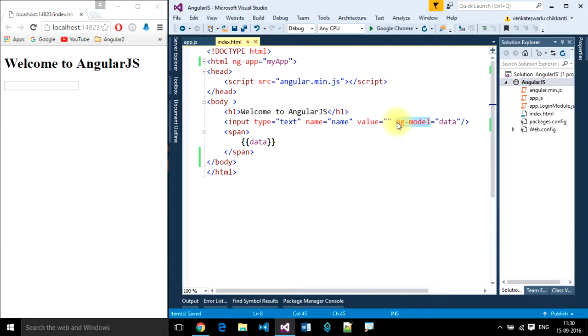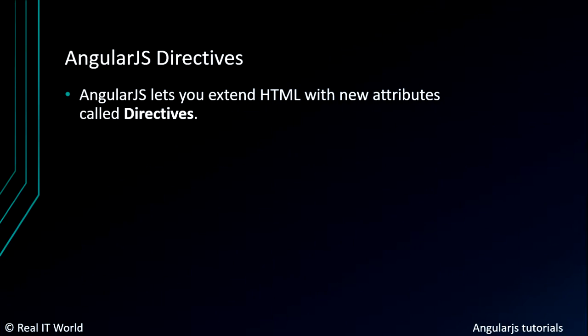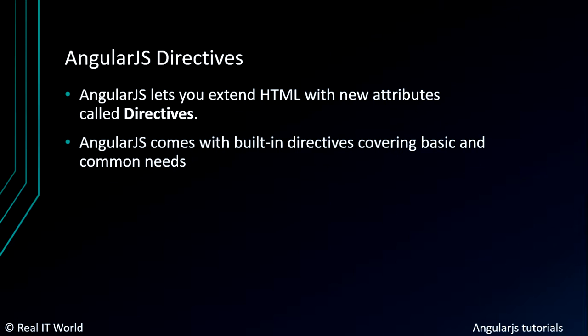So directives are nothing but attributes. AngularJS lets you extend your HTML with new attributes called directives. AngularJS comes with built-in directives covering basic and common needs. It released a set of directives based on common functionality and basic needs. We are going to look at all those basic built-in directives in further videos.